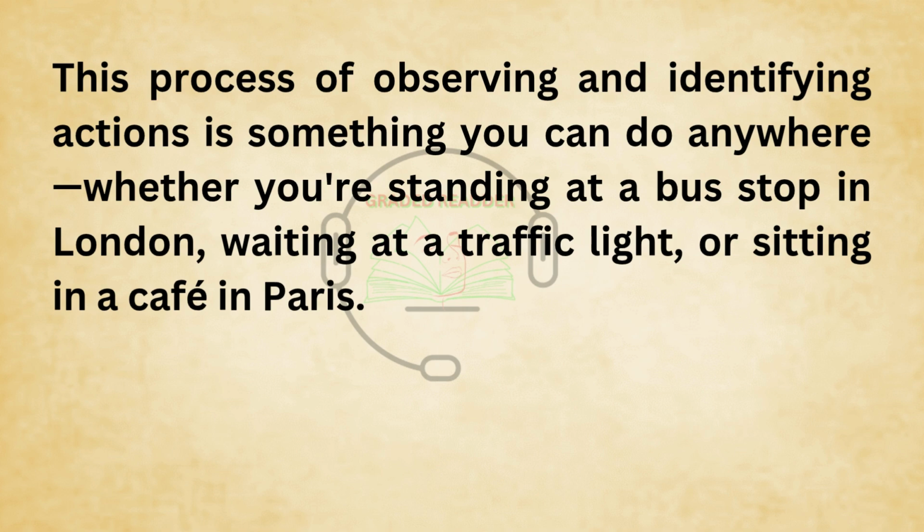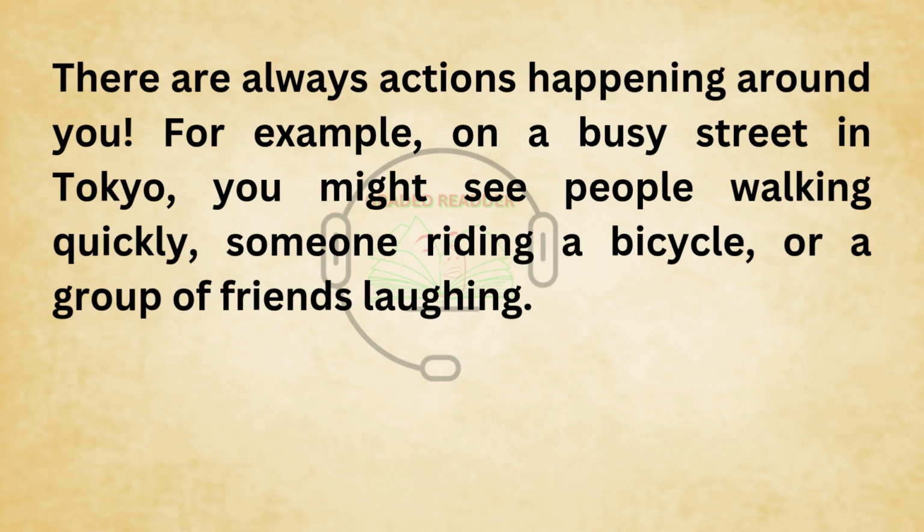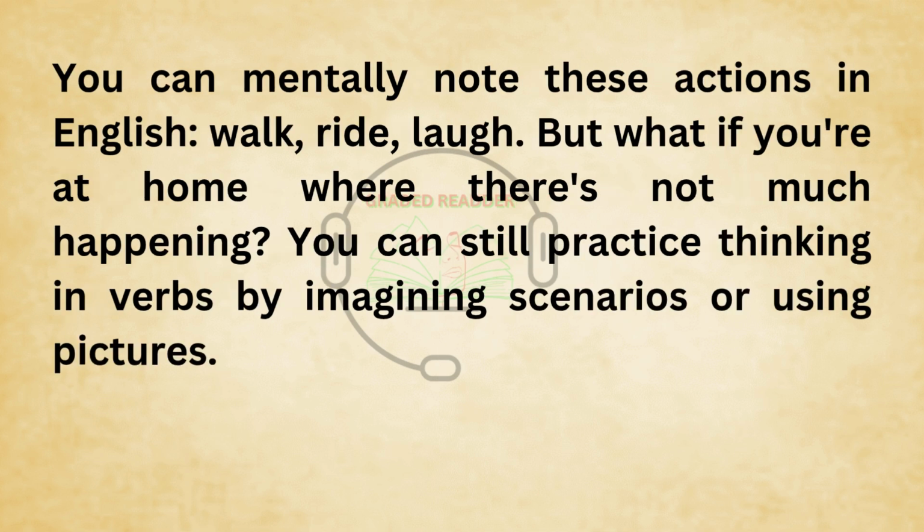This process of observing and identifying actions is something you can do anywhere, whether you're standing at a bus stop in London, waiting at a traffic light, or sitting in a cafe in Paris. There are always actions happening around you. For example, on a busy street in Tokyo, you might see people walking quickly, someone riding a bicycle, or a group of friends laughing. You can mentally note these actions in English: walk, ride, laugh.